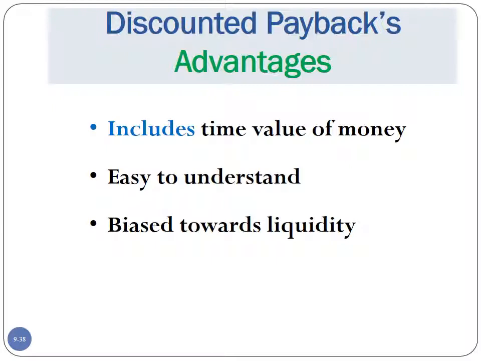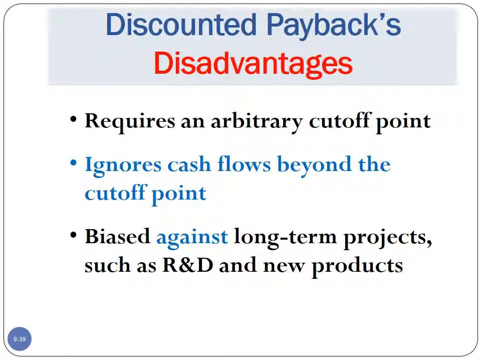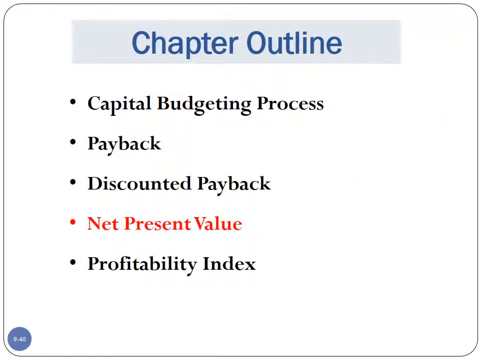We can look at it. It does have some advantages. It includes the time value of money. It's easy to understand, and again, it's biased towards liquidity. But again, it has some significant disadvantages. It requires an arbitrary cutoff point. It ignores the cash flows beyond the cutoff point, and it's biased against long-term projects, such as R&D and new projects. So what are we left with next?